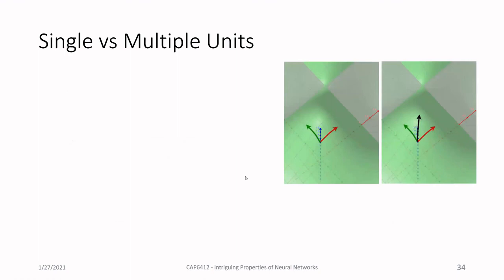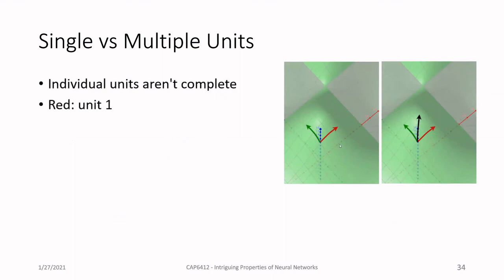To go over this in a more mathematical sense, here we have two graphs, and it's showing that the individual units aren't complete. On their own, they aren't telling the whole story. So red, we have unit 1, and green, we have unit 2.